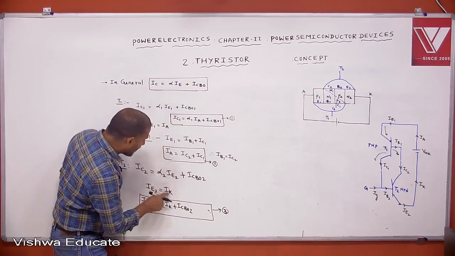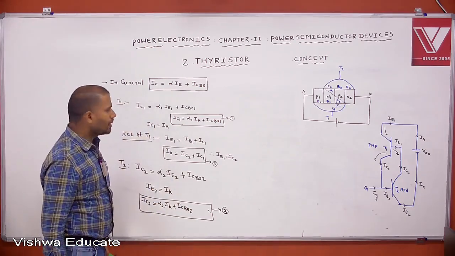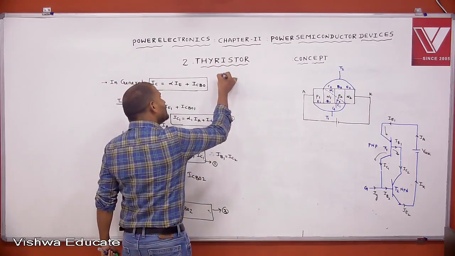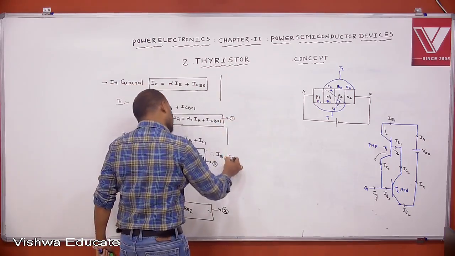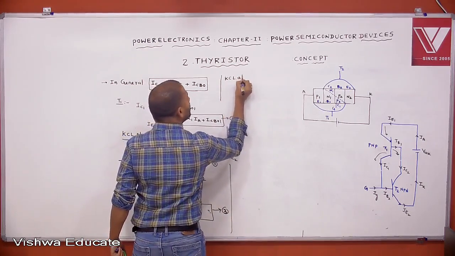We are substituting IE2 equal to IK: alpha 2 IK plus ICB02. Then apply KCL at T2 transistor.